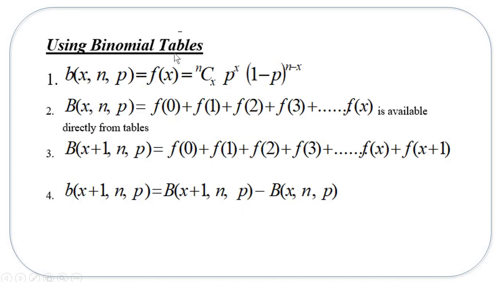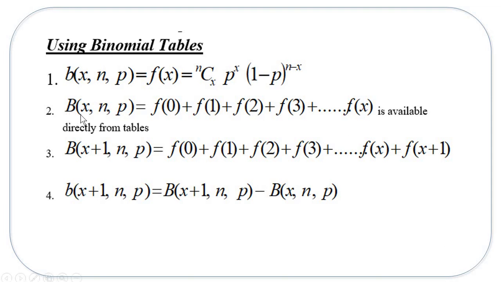Using binomial tables, you know that b(x; n, p) stands for the probability mass function of binomial distribution. This is not available from the tables, but the cumulative distribution values are available. That is, capital B stands for the sum of all the probabilities till x. Still, you know that x counts the number of success in n trials. So the value of x will be from 0, 1, 2, 3 up to n.